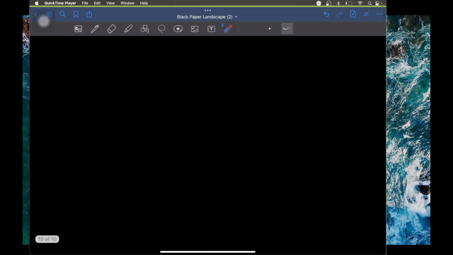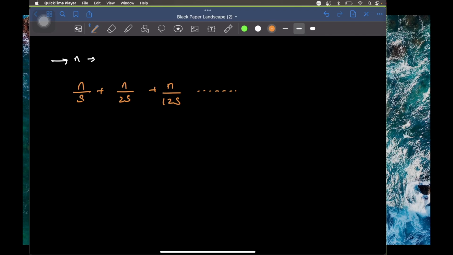So my point being, if you have been given a number n and you just calculate the value of n by 5 plus n by 25 plus n by 125 and so on, this can give you the number of trailing zeros in a factorial.